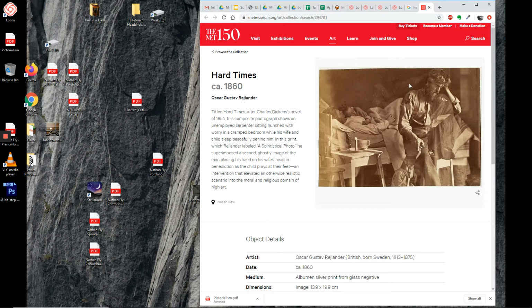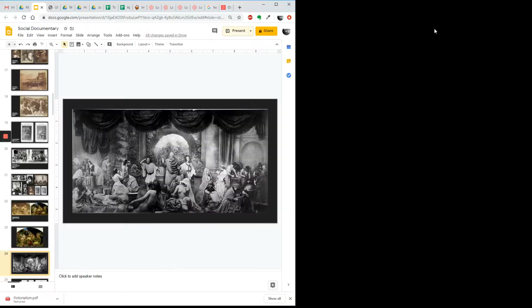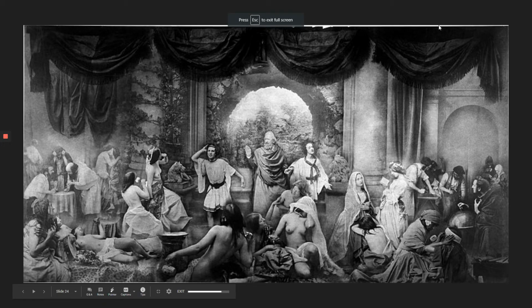Superimposed over it is almost a religiously idealized pose of him with his hand on her head, so he's kind of blessing her, while their son, I don't know if you can see it very well there, is praying at their feet. So for me, this kind of illustrates his fears of being unable to meet his moral and religious obligations to his wife and to society. I felt like that was a particularly topical photo.